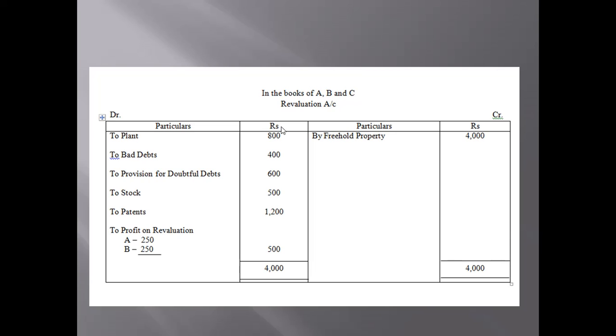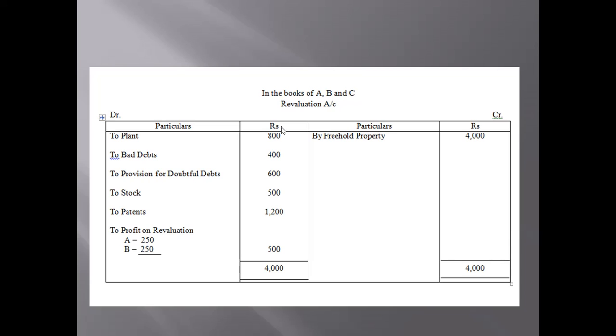As you can see here in the asset column, it is present in the balance sheet. So freehold property will be revalued at rupees 28,000. So the old value was how much? 24,000. So you can see here the value is increasing by 4,000 because previously it was 24,000. Now it is 28,000. So by 4,000 it is being increased. So it will be recorded in the credit side.